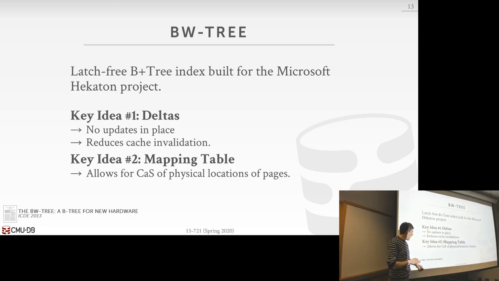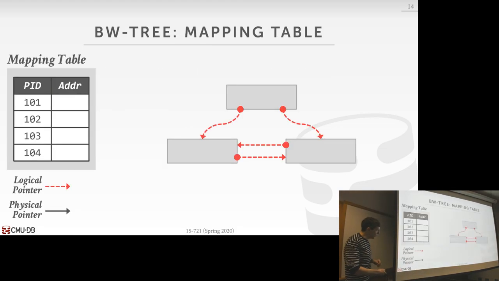The other thing was the mapping table. This is a central location where you store all the addresses of physical nodes, and if I need to change the physical address of a logical node, I just go to my mapping table and update it. Okay? So let's look at a really simple example.